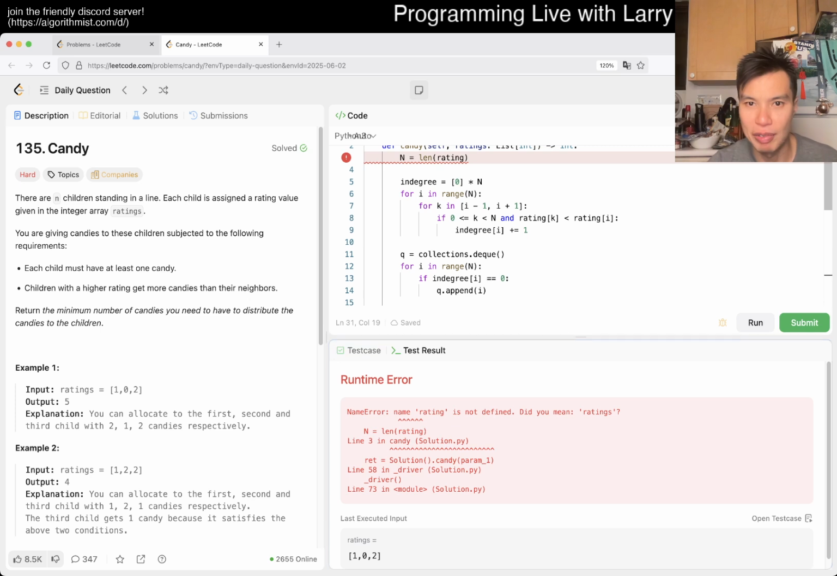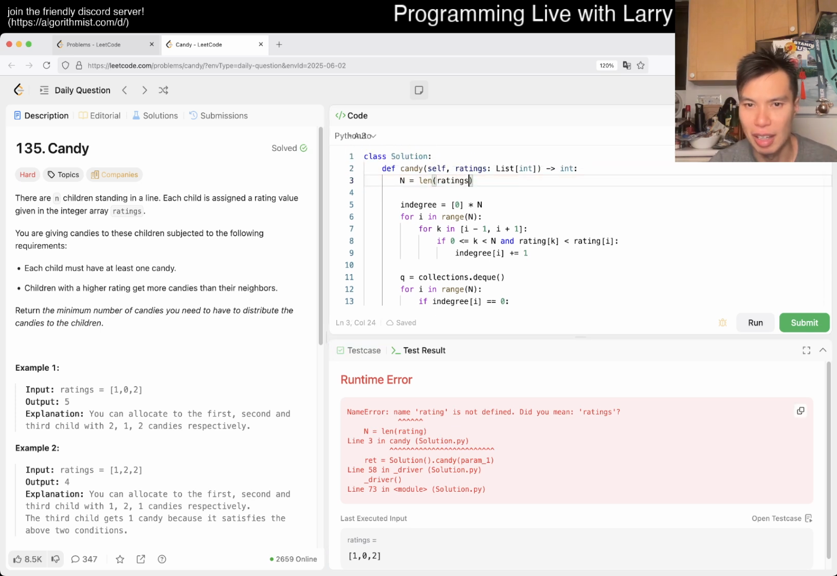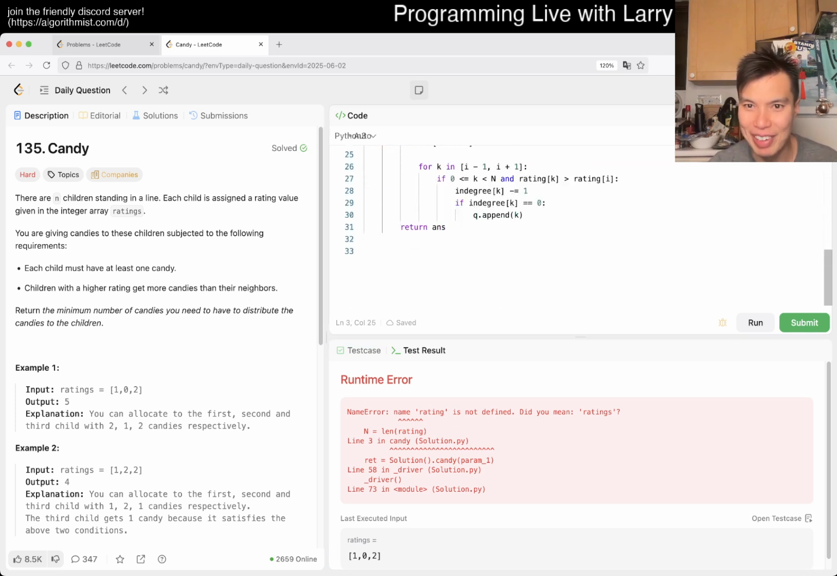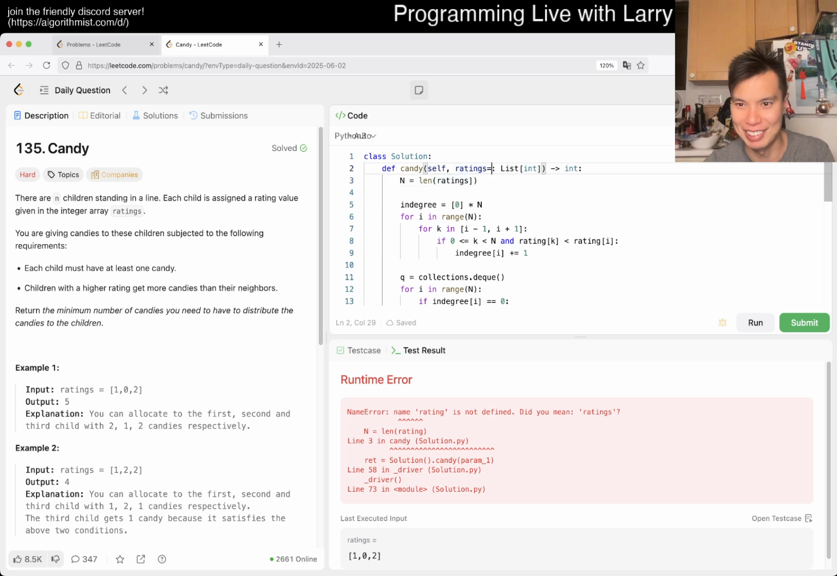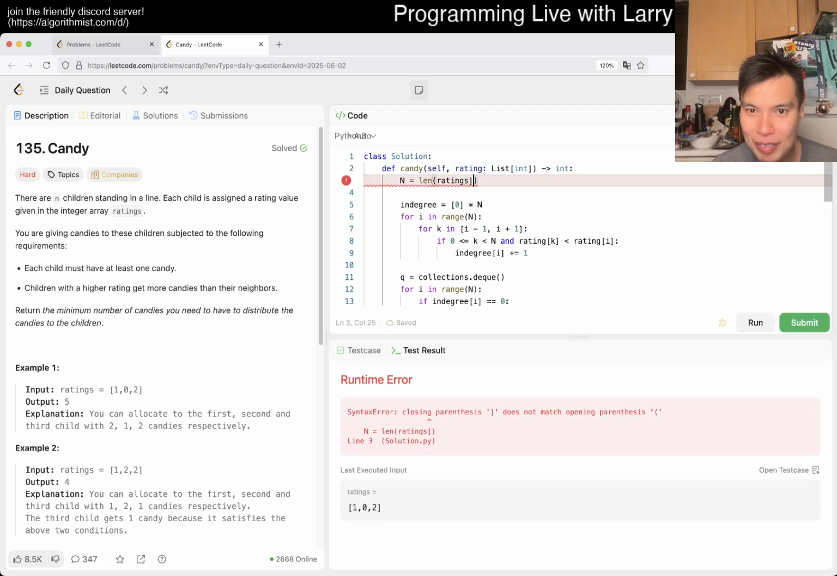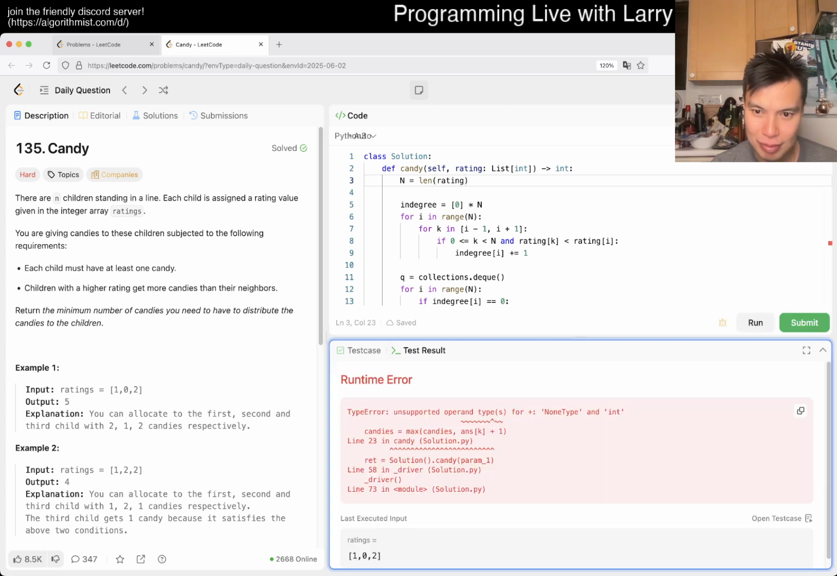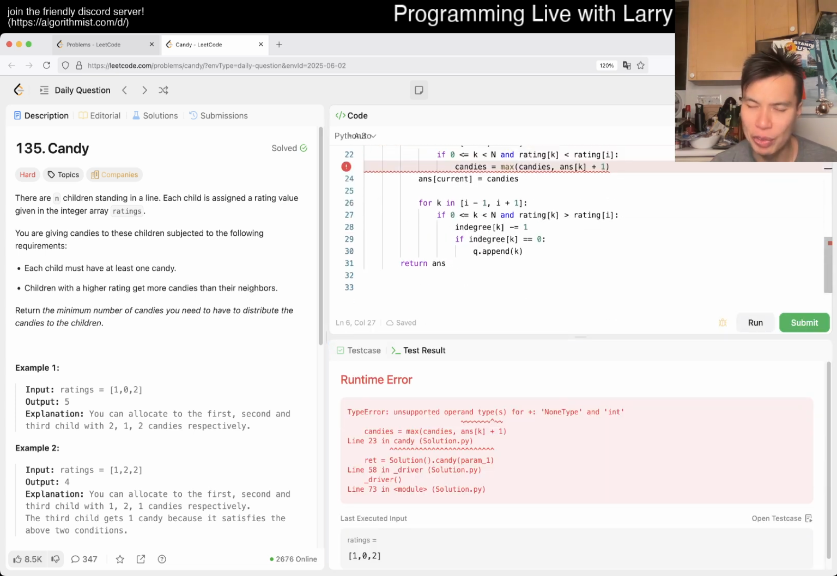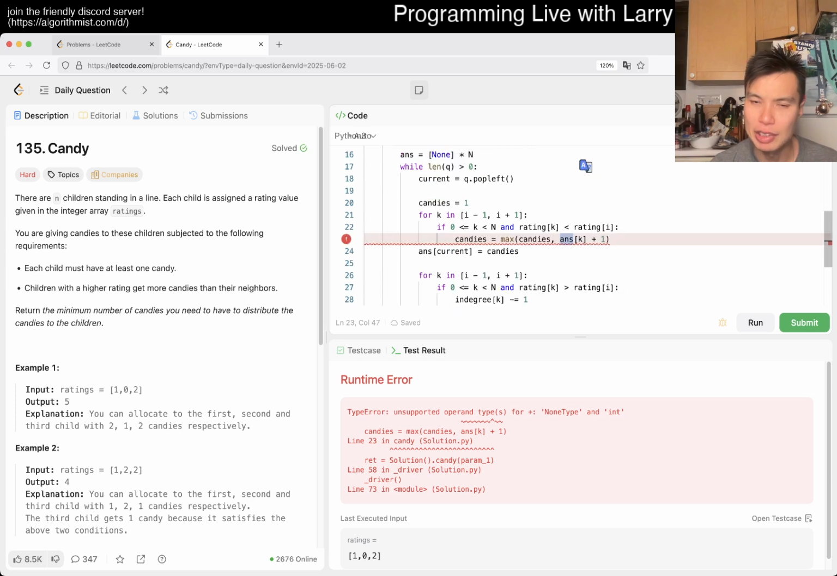Hopefully. Oh, it's ratings? I mean, I think I use rating everywhere and not ratings. So I think it's easier if I just change this. Okay. That's the one that I worried about. That answer sub k could be none. But that's also good in that it lets you know that something's weird.